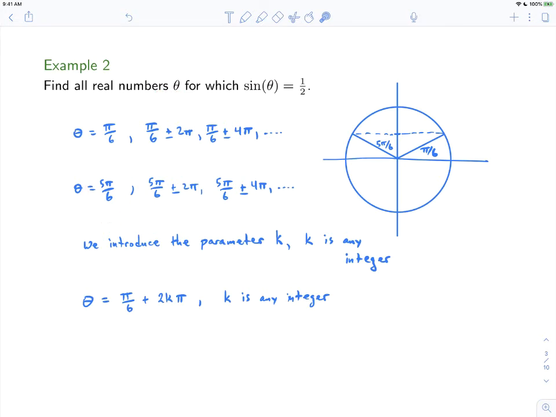We can do the same thing for 5 pi over 6. So theta is equal to 5 pi over 6 plus 2 times k times pi, where again k is any integer.